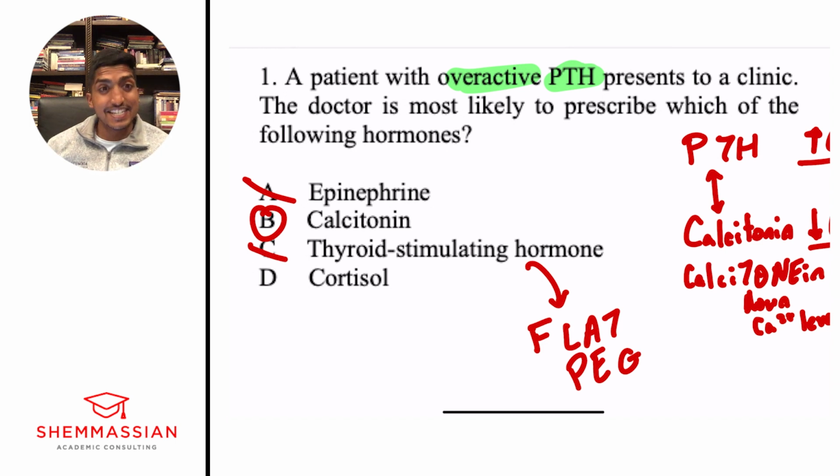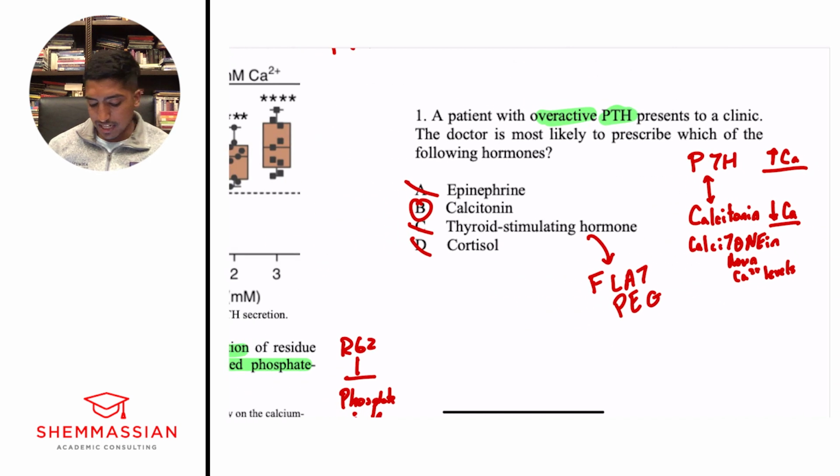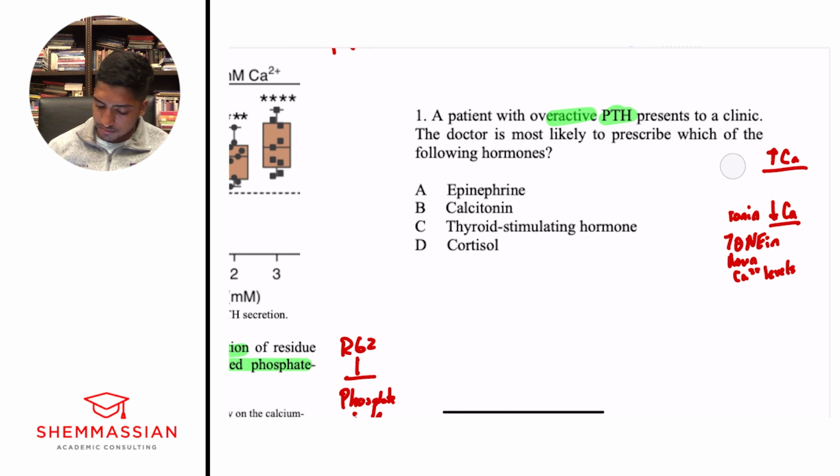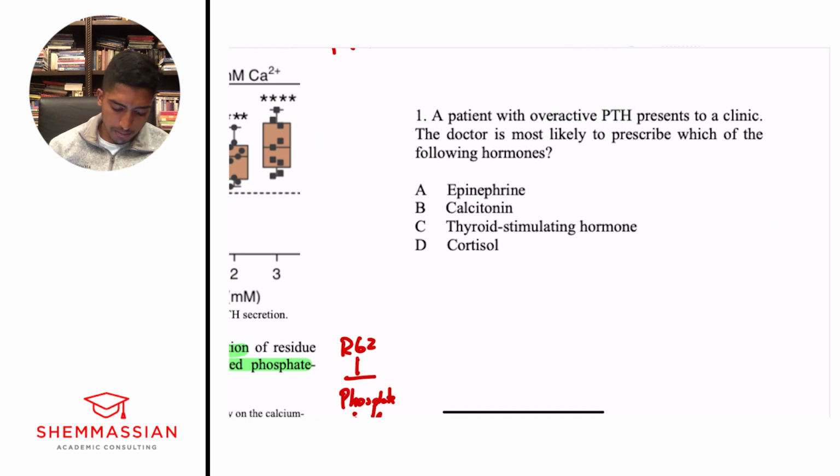And then D is cortisol. What is cortisol? Cortisol is our stress hormone. So none of these other three answer choices relate to parathyroid hormone. We can eliminate A, C, and D and are left with B. All right, and so on to question number 2.